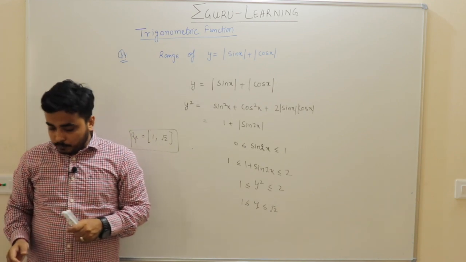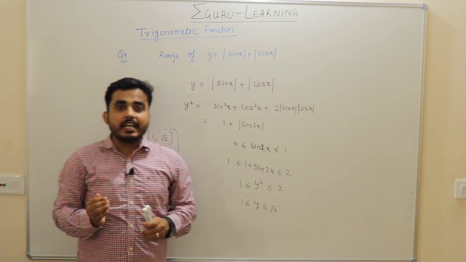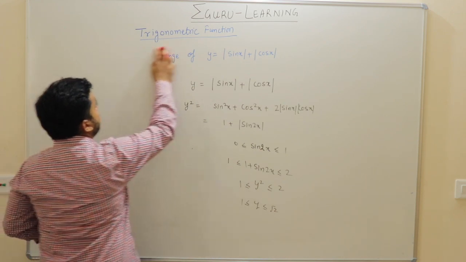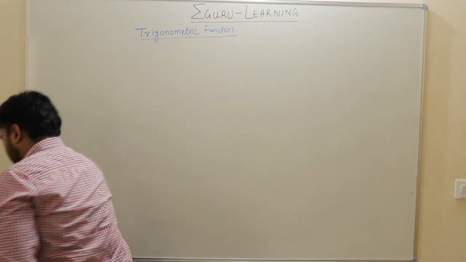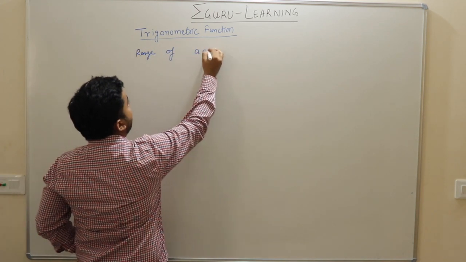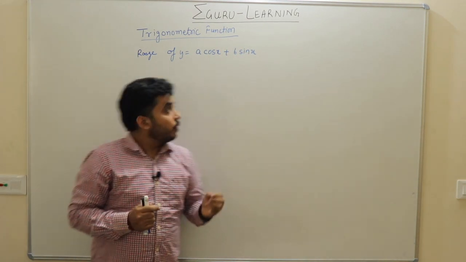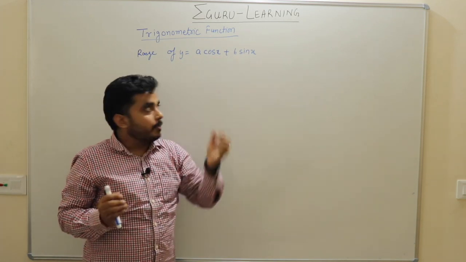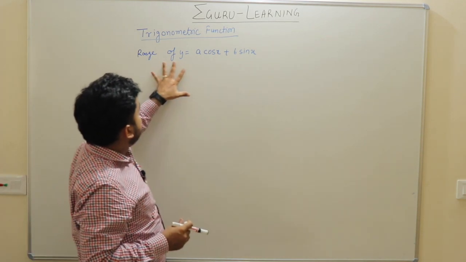Now let us move to another concept where we need to find out the range of functions like a cos x plus b sin x. Range of a cos x plus b sin x. So students, now we will talk about the range of the function of the type a cos x plus b sin x. Okay, so how to solve these types of ranges?